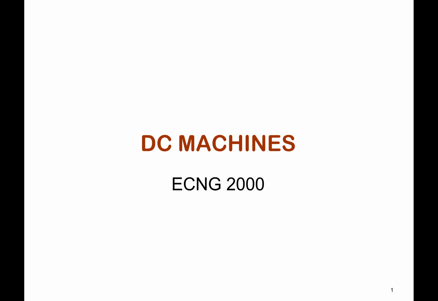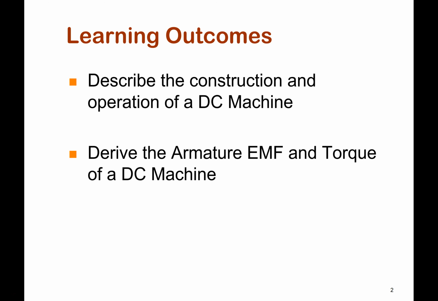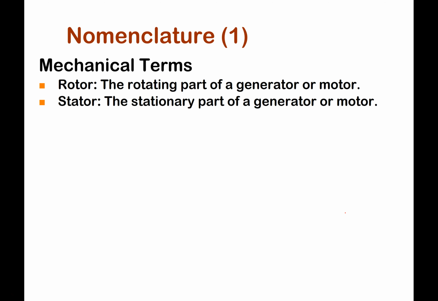By the end of this session, I hope you will be able to describe the construction and operation of a DC machine and derive the armature EMF and torque of a DC machine. To get started, we're going to cover some basic terms that you'll come across, not only for the DC machine, but for all the machines. We have mechanical terms such as the rotor, which is the rotating part, and the stator, which is the stationary part. So rotor rotates, stator stays.